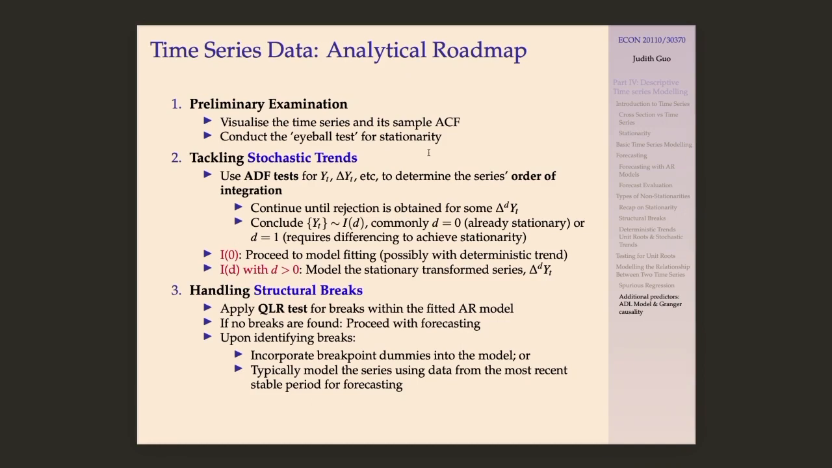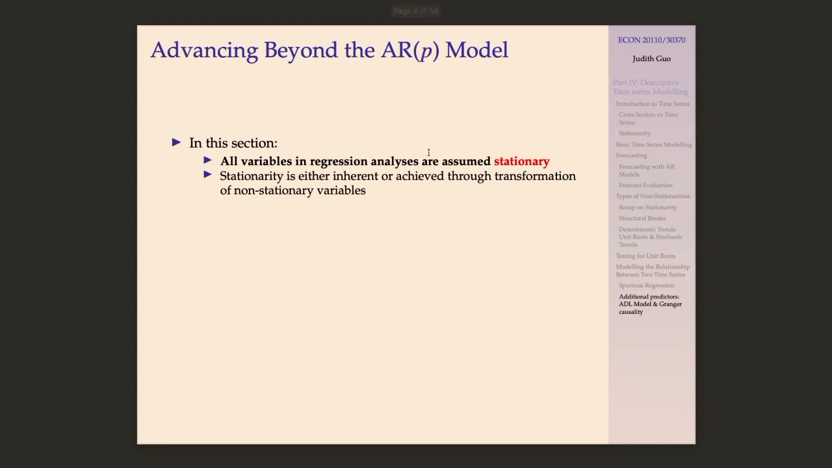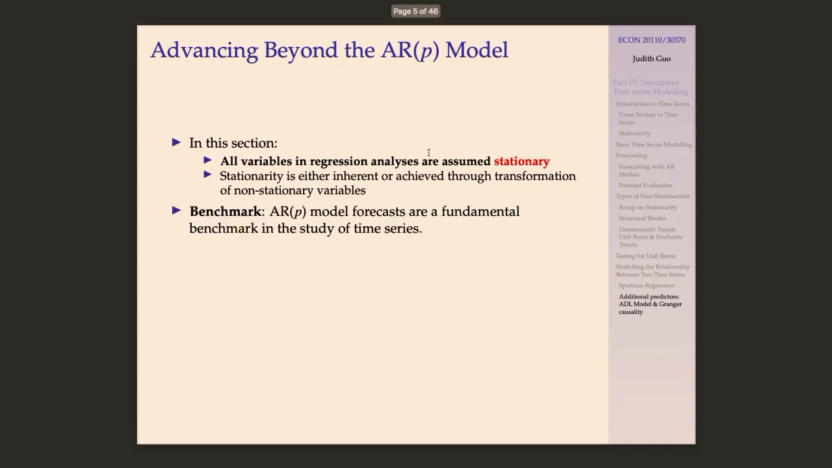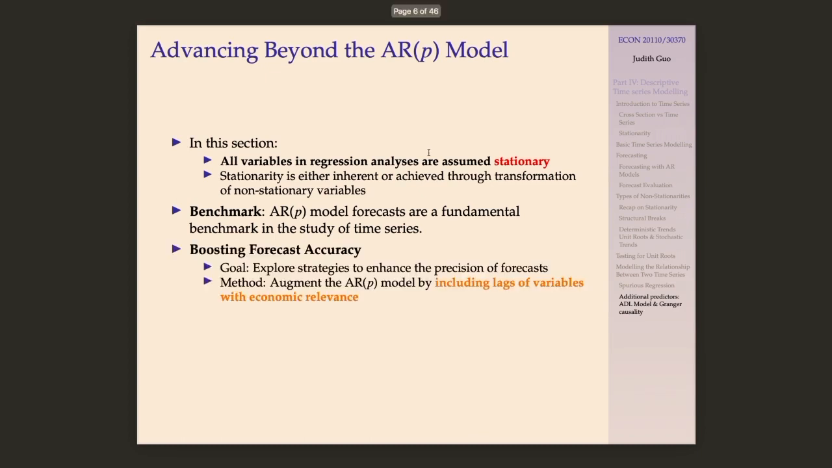And imagine we have multiple time series, we'll do the same for all time series, okay? We want to make sure that they arrive at their stationary form. So what we're gonna do today is, we'll assume all the variables in the regression analysis are stationary. This is either they are inherently stationary, no breaks, I(0), or it could be that you have achieved stationarity through some form of transformation. And remember, the AR(p) model that we have seen so far is always the benchmark. What we're thinking about at this stage is how we can improve accuracy beyond the AR(p) model.